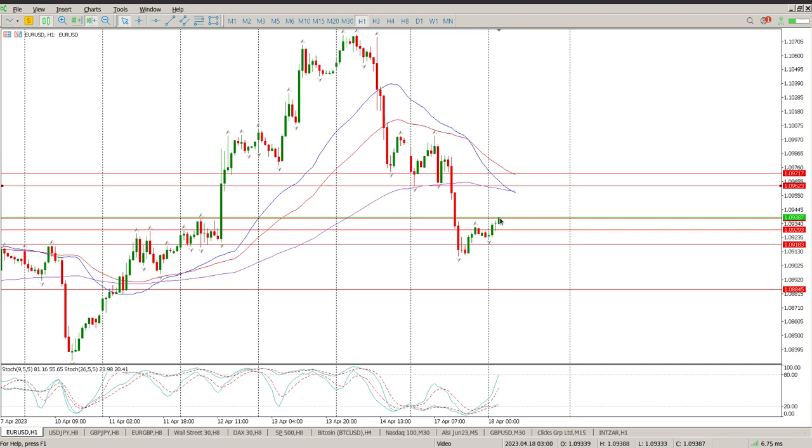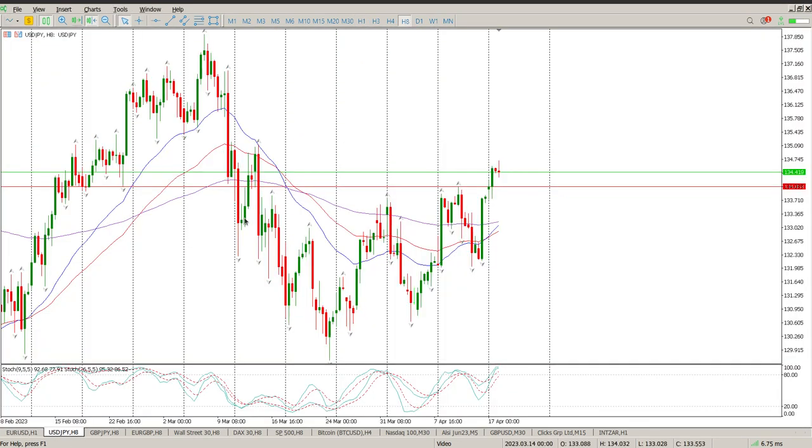The other option is right where we are now, so that this rejects this area and this flag plays out from here. You are targeting 108.845 at the moment, but this could be a trend reversal that is brewing on the hour. So pay very close attention to it. Moving across to US dollar Japanese yen, we have a pretty decent break here.